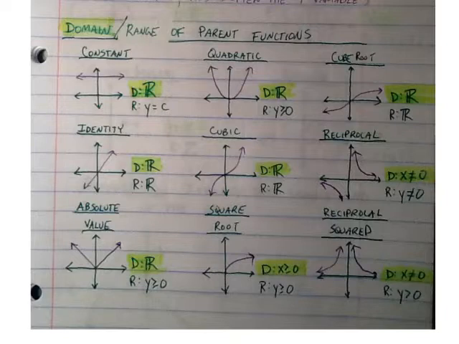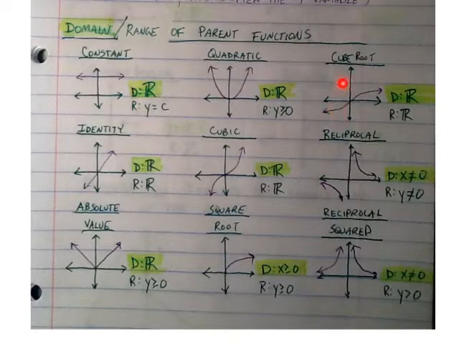So the domain is the possible input, so we can put in all the x values that we want into this equation and we still get a result. So our domain is all real numbers. Similarly, all real numbers, here we can put any x in, here we can put any x in, here we can put any x in. Here there are no x values, so it doesn't exist until we hit 0, and then we have x values that produce results. So our domain is x is greater than or equal to 0.